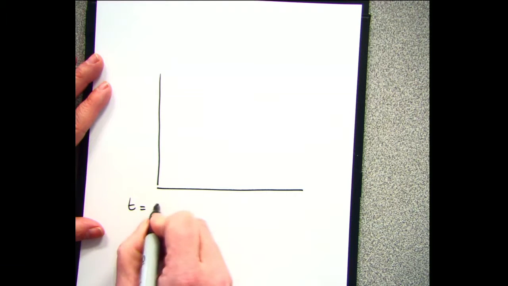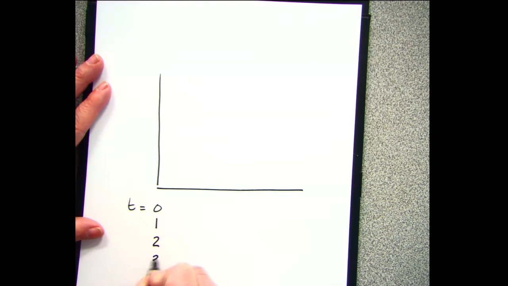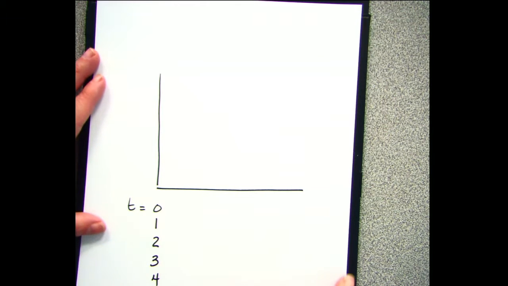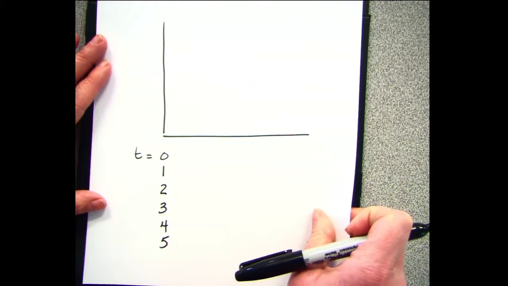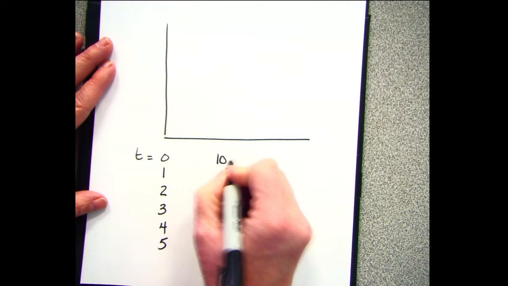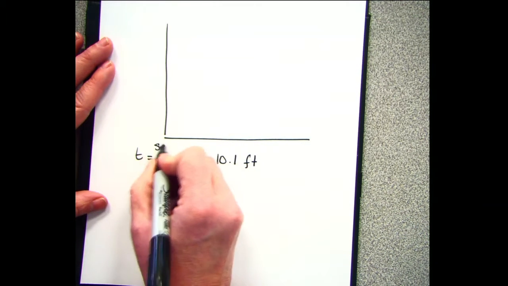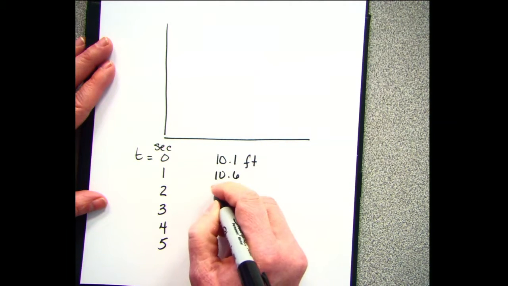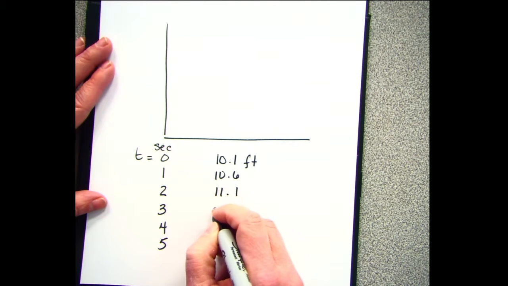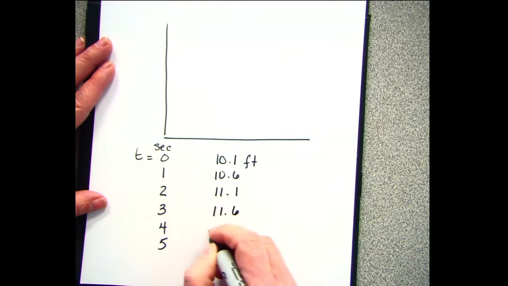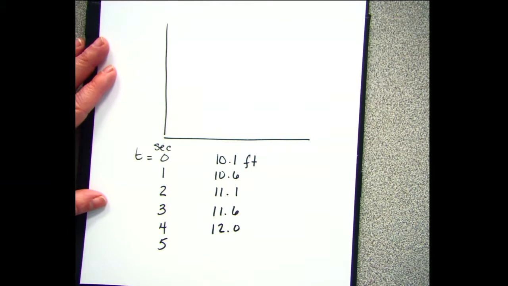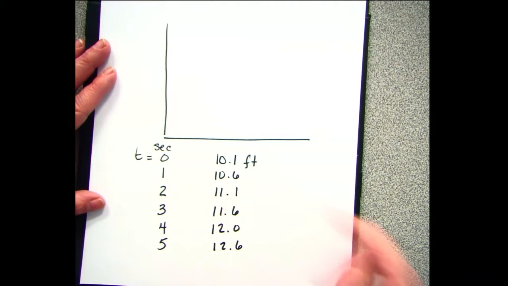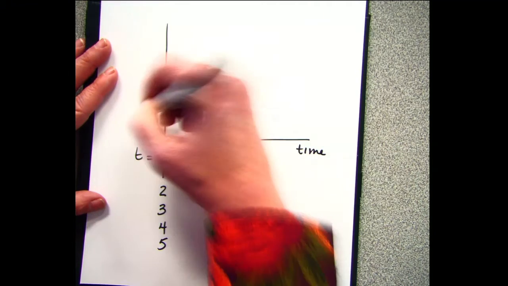So my data says that t is equal to 0, 1, 2, 3, 4, 5, in seconds. I started at 10.1 feet. And then after 1 second, I'm at 10.6. After 2 seconds, I'm at 11.1. After 3 seconds, I'm at 11.6. After 4 seconds, I'm now at 12, because this is experimental data. And then I'm at 12.6. So if I go ahead and plot this, this is my time, this is my position.